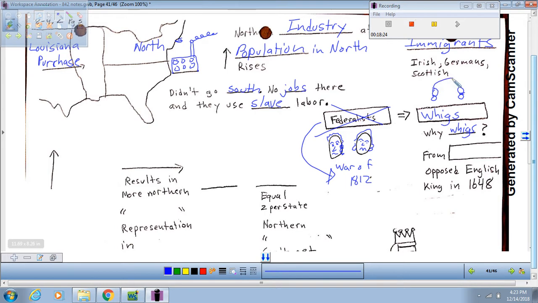Now, the Whigs, well, it has nothing to do with a hairpiece, even though it's a cool name to remember. What it had to do with was an old group called the Whigamores. And the Whigamores were a group that opposed the English king in 1648 from Scotland. Now, why I pick this name is because America had a president who was acting like a king. And he was the Federalist opposition, a Democratic Republican.